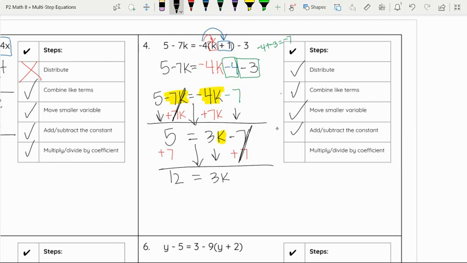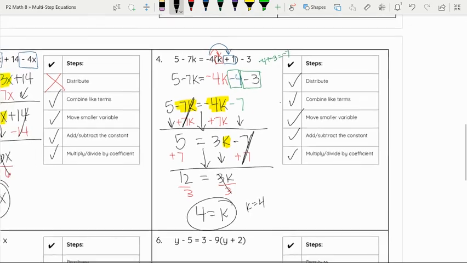Step 4 is done. Finally, we're going to go ahead and divide by 3. Divide by the coefficient. 12 divided by 3 is 4. 3 divided by 3 is 1, so we're left with 4 equals k, or k equals 4. Remember, I can write it in any order I'd like. Step 5 is done. We're all done with question 4.